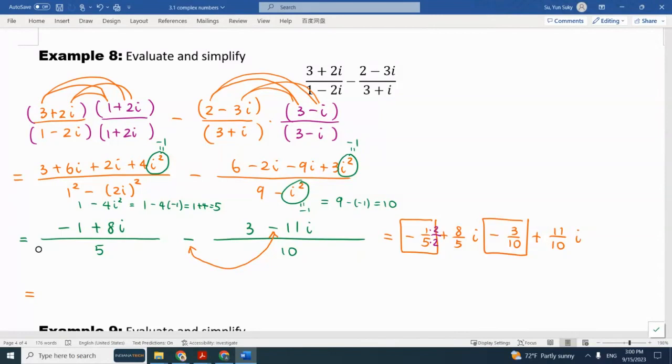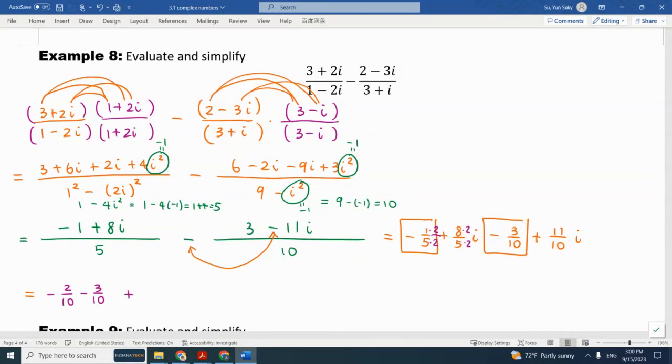So this is minus 2/10, right, everybody? Minus 2/10. And then the other one is minus 3/10. Is that okay, everybody? You group them together. And then the i, you group them together. What's the common denominator? 10. So you multiply by 2. Okay, we multiply by 2.